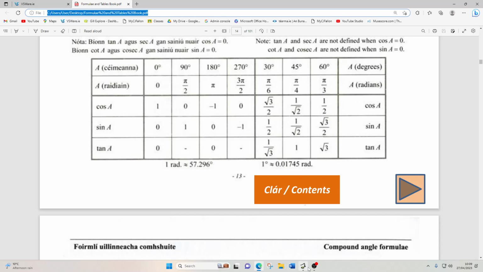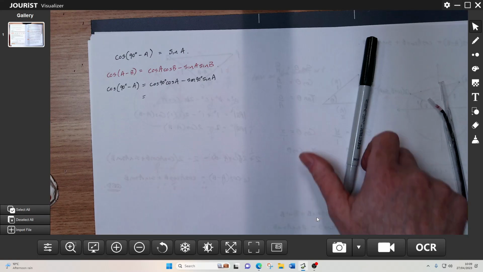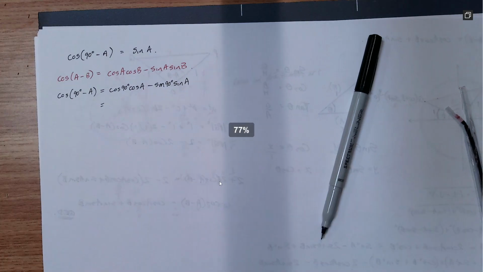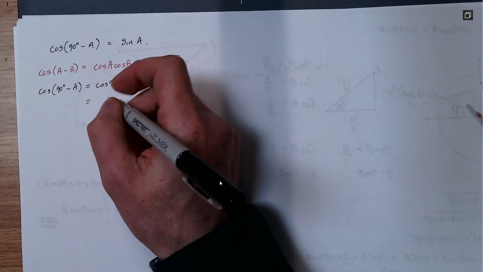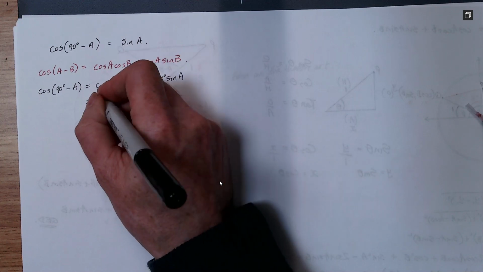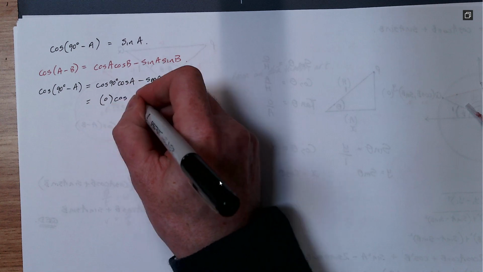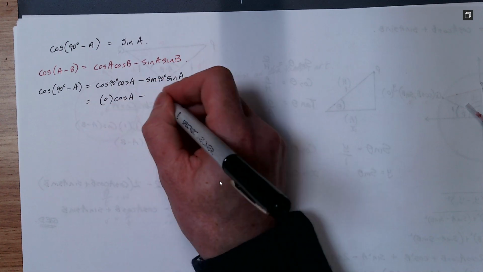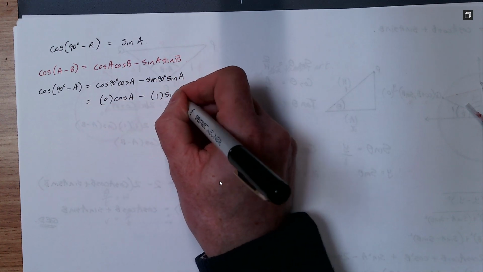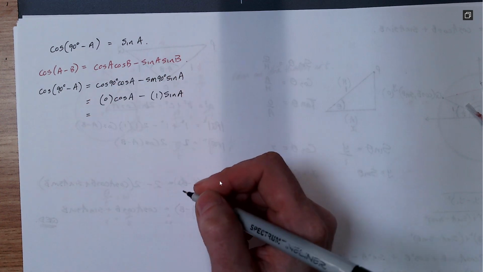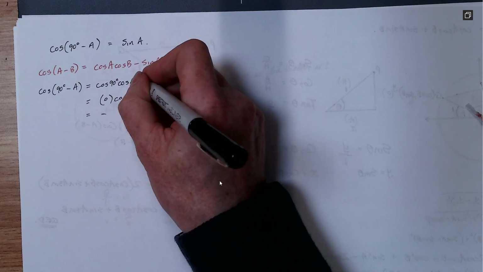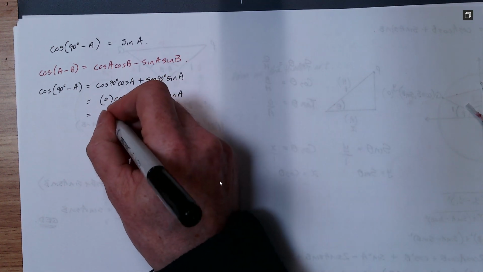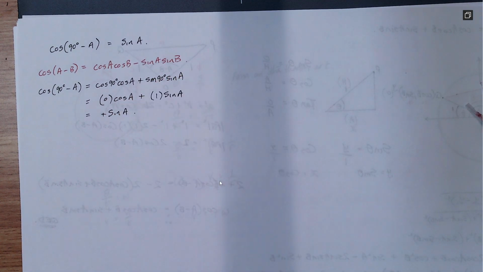So cos 90 degrees equals 0, which gives 0 times cos A plus 1 times sin A. Therefore cos of 90 degrees minus A equals sin A. That is the proof. Now this is what we call compound angle, okay?